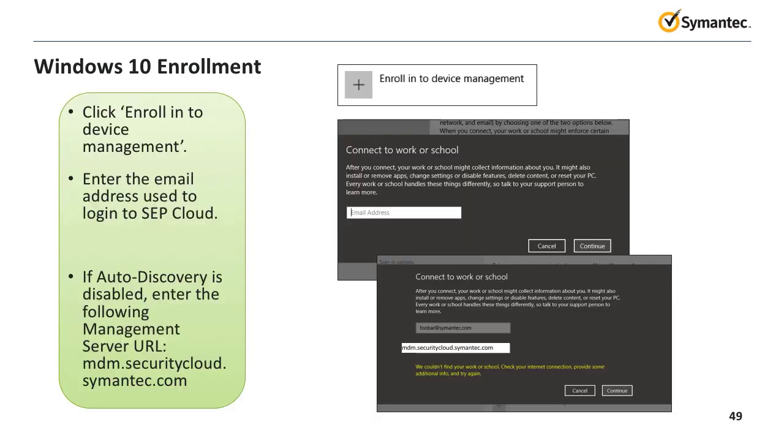When choosing to enroll directly from the device agent, the Windows 10 built-in MDM agent can be found in Device Settings. Selecting the option to Enroll into Device Management begins the process. The user is then prompted to connect to work or school. Enter the domain email address used to log into SEP Cloud. If Exchange Auto Discovery is disabled, an additional URL is required. Enter mdm.securitycloud.symantec.com. The enrollment process will then proceed as normal, with the user choosing a company-owned or personal device and signing into SEP Cloud.